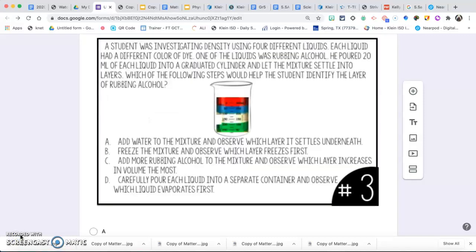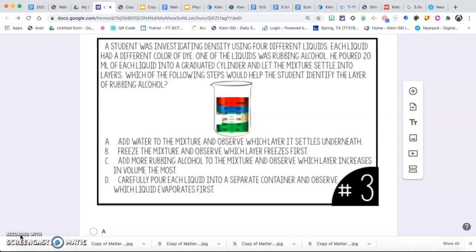Question 3. A student was investigating density using 4 different liquids. Each liquid had a different color of dye. One of the liquids was rubbing alcohol. He poured 20 milliliters of each liquid into a graduated cylinder and let the mixture settle into layers. Which of the following steps would help the student identify the layer of rubbing alcohol?